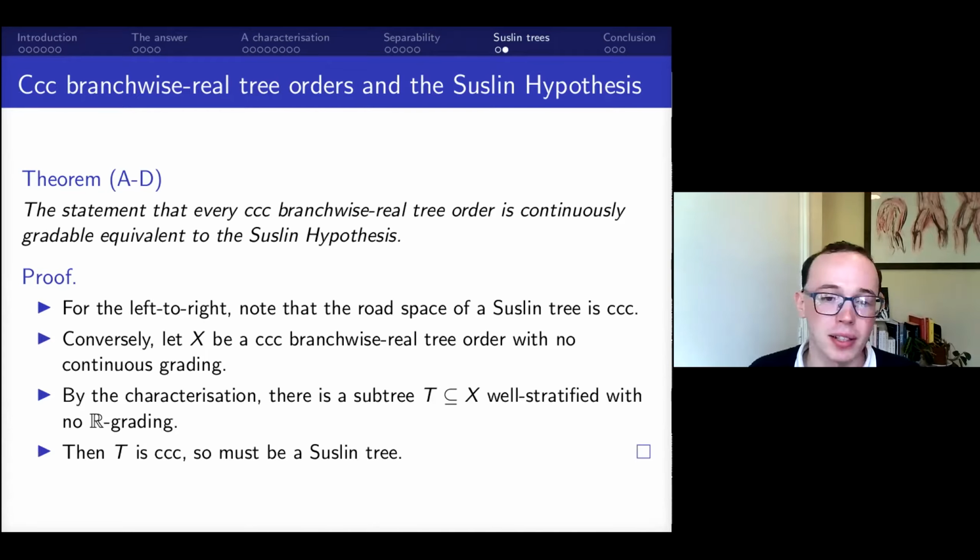Conversely, let X be a CCC branchwise-real tree order with no continuous grading. By the characterization in the second part, there must exist a well-stratified subtree which has no R grading. This subtree is well-stratified and is CCC. Moreover, it has to have height omega 1 because it doesn't have an R grading. Any tree which has height a countable ordinal has to have an R grading. And thus, this subtree is a Suslin tree as required.